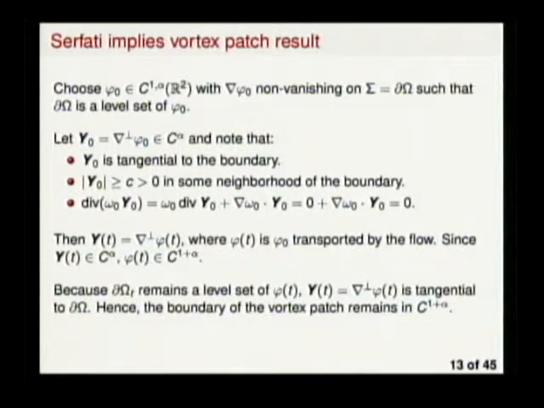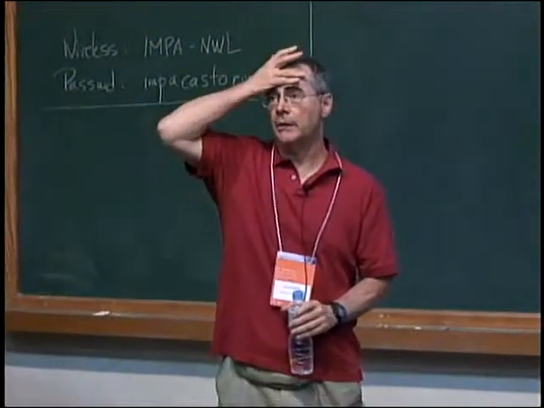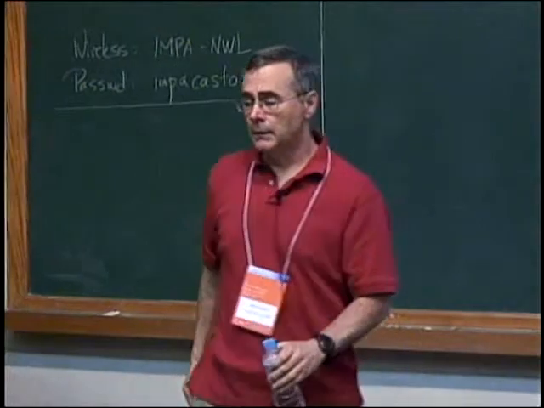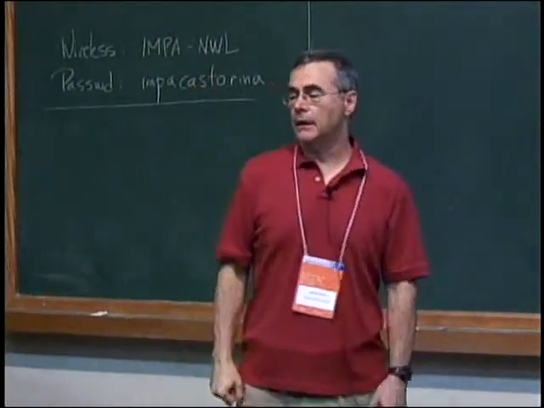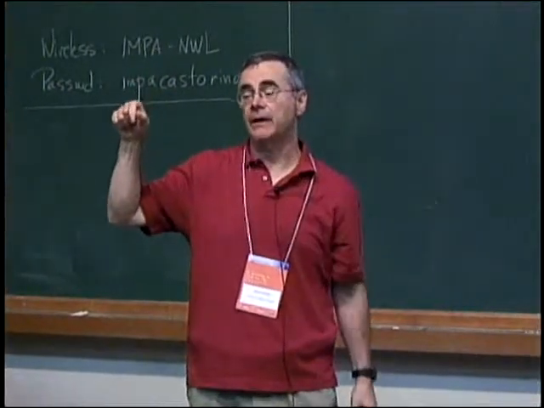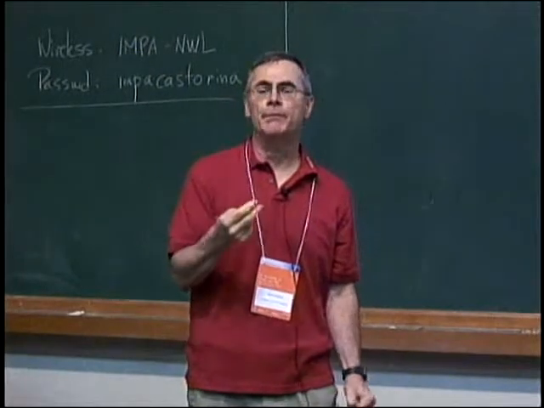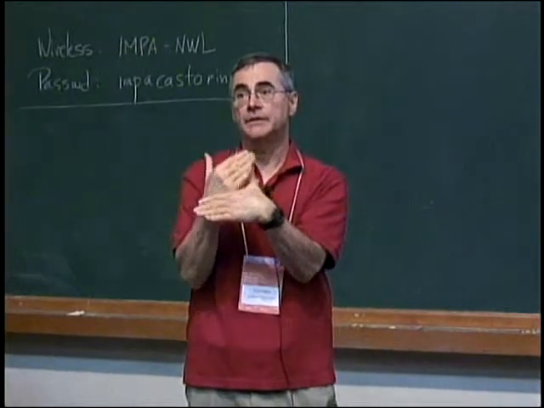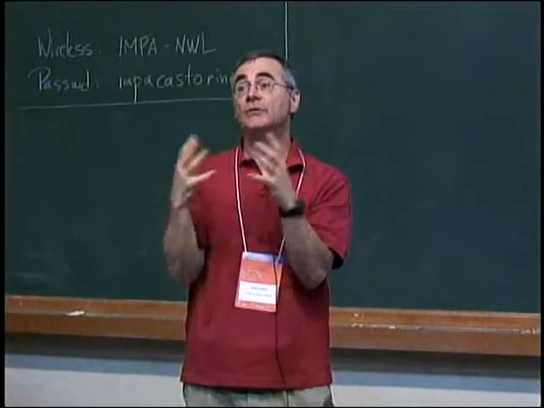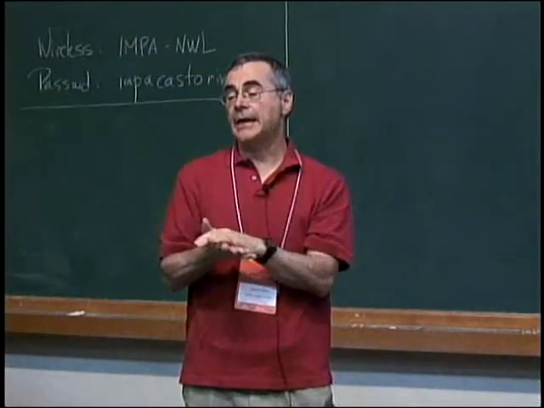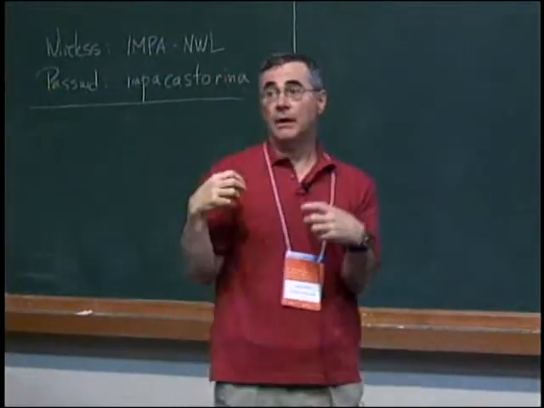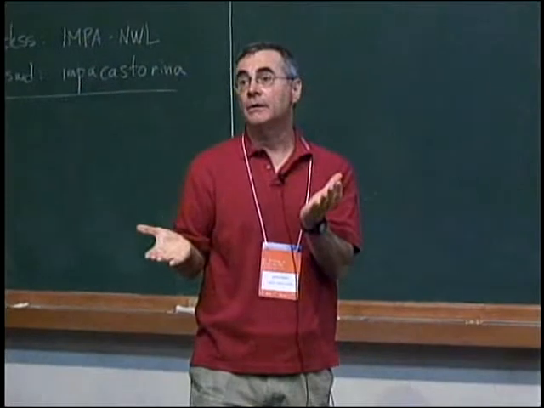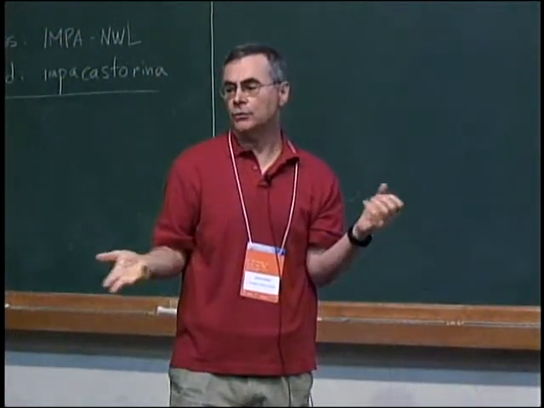So on this page, I'll say why Serfati implies a vortex patch result. And this statement would hold for Chemin as well. This smells more like the Bertozzi-Constantin kind of argument. You choose a phi naught so that the boundary of the C1 alpha domain is a level set of phi naught, and then you set y naught equal to grad perp phi naught. That's the thing that describes the discontinuity normally across the boundary of the vorticity, and so y naught is a generalization of this idea. The long and the short of what I've written here is that over time, y will remain tangent to the boundary. And since Serfati is concluding that y is in C alpha, C1 plus alpha rather, the boundary is in C1 plus alpha. That's sort of the long and the short of it.